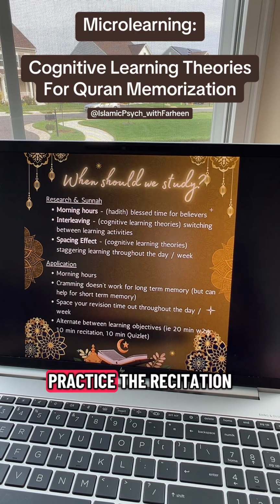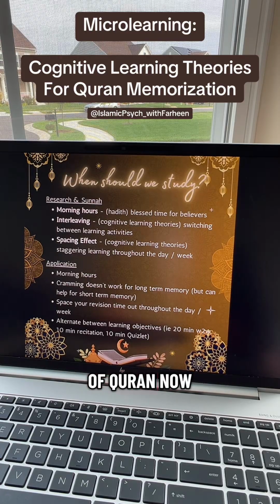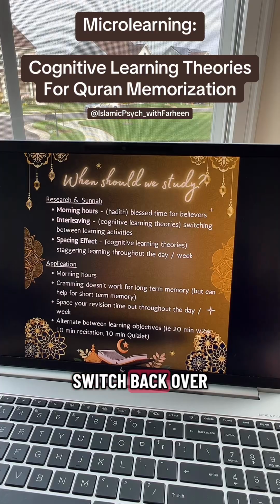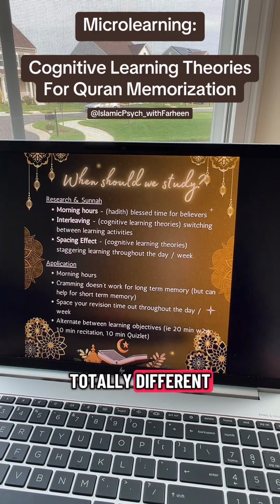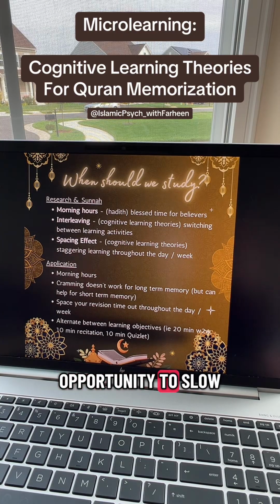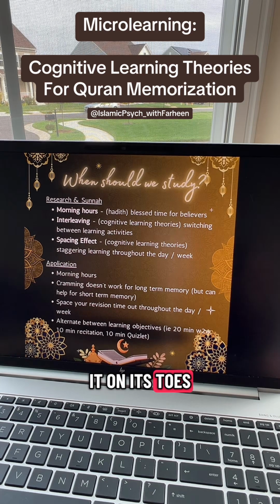Maybe you're going to practice the recitation of Quran now. So you go into recitation for 10 minutes and then you switch back over to memorization or even something totally different. But that switching back and forth actually keeps your brain fresh and on alert. It doesn't really give it the opportunity to slow down or take a break. It keeps it on its toes, so to speak.